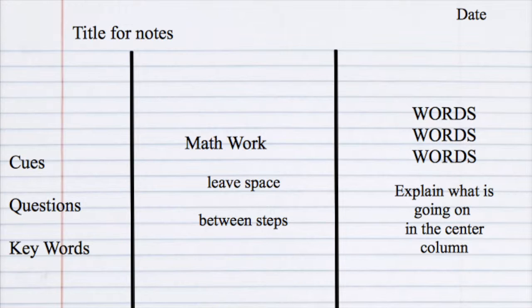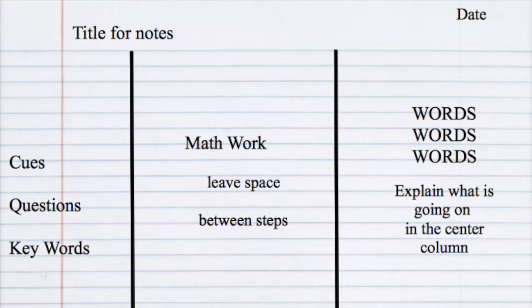This three-column method, obviously named after the three columns, really owes a lot to the Cornell method. But I like this because it's kind of geared specifically for mathematics, at least in the version that I'm showing here. Again, at the top, we have the place for the title and the date for the organization of your total notes.